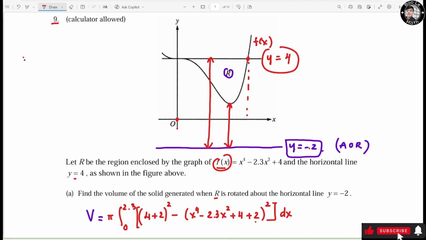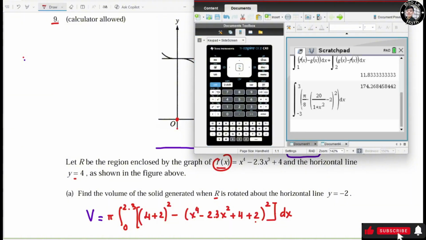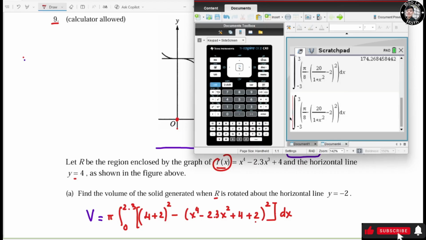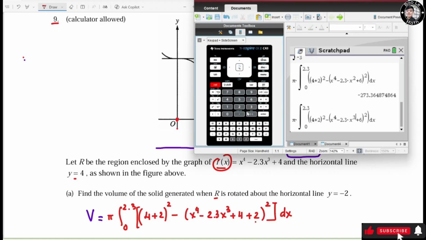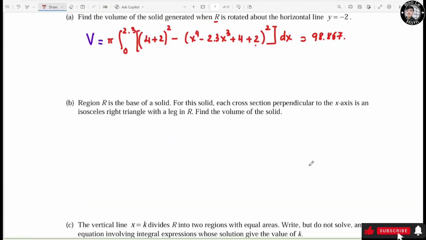Now we're gonna bring up the calculator to calculate this one. Hit calculate, copy this one down. Alright, we're gonna put pi in the front, integral from 0 to 2.3. Press Ctrl Enter. It's gonna be 98.867.